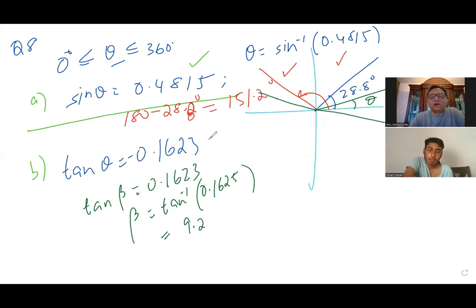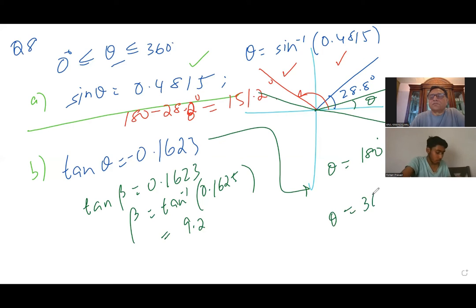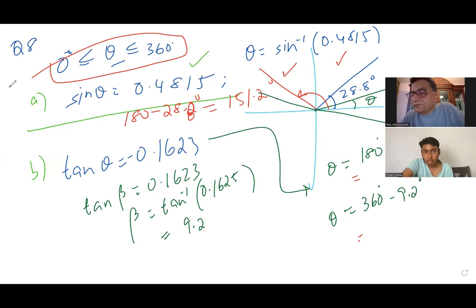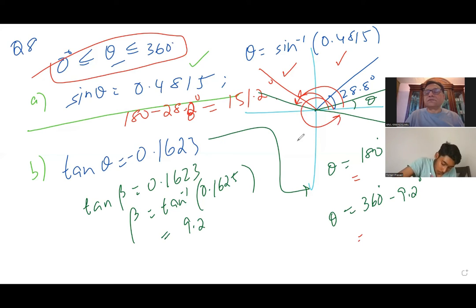Yes, sir. So for your question, what is theta equal to? Tell me. It should be negative 9.2? No, because your angle is between 0 to 360, you have to always write positive answers. So the two answers will be 180 minus 9.2 and 360 minus 9.2. Okay? Tell me.